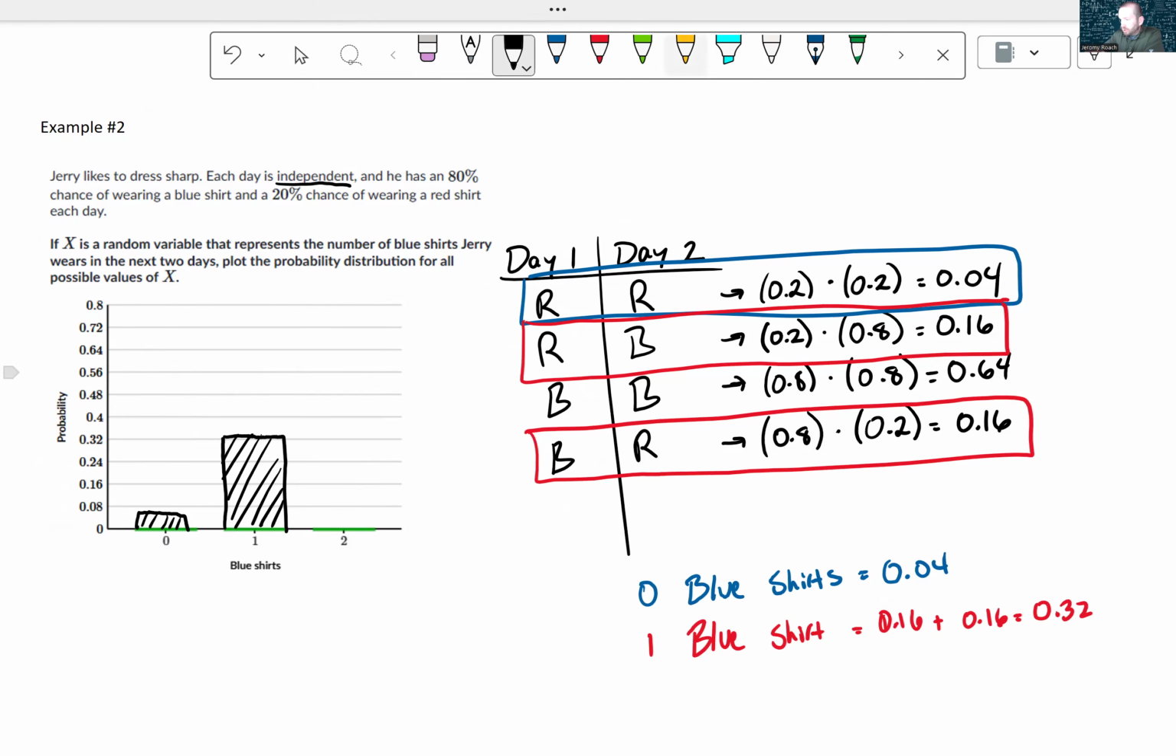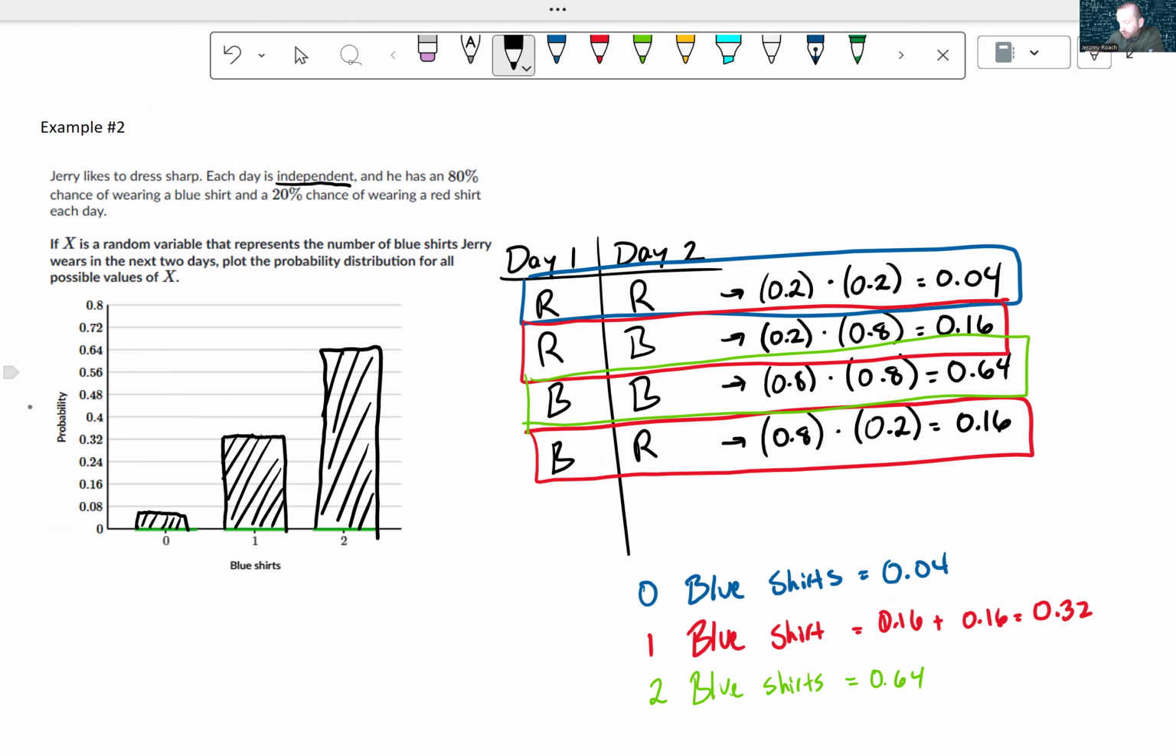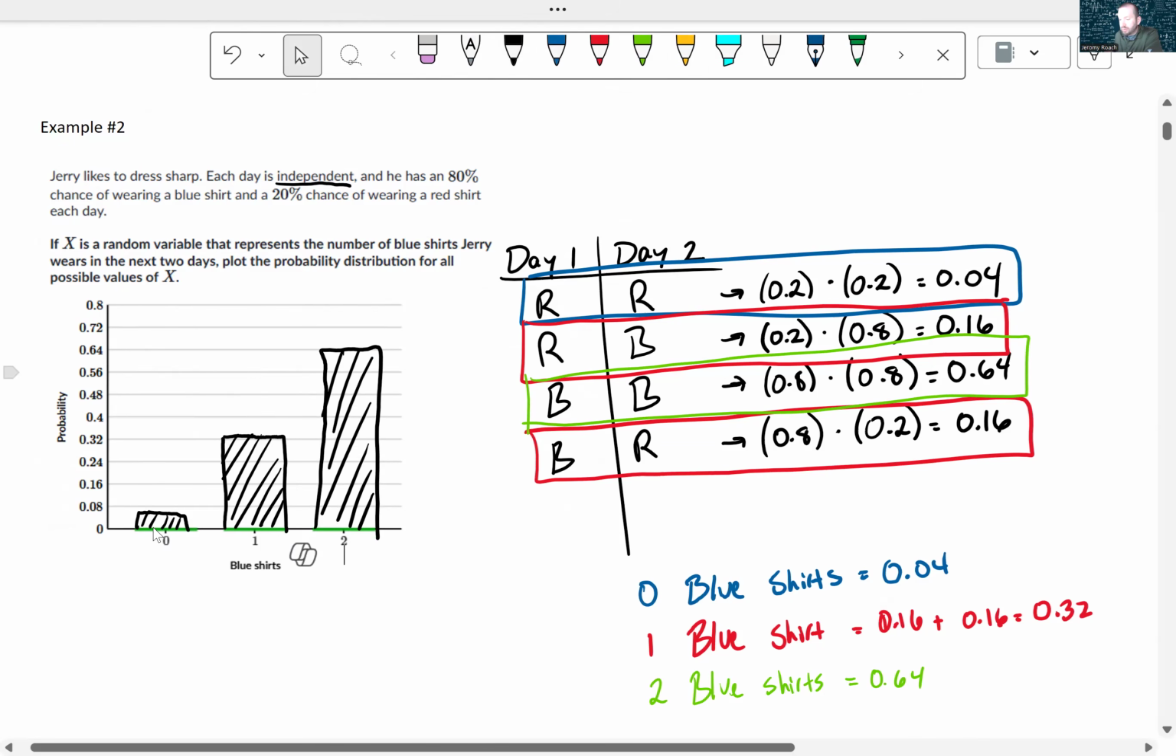Okay, and then the last one is if he wears 2 blue shirts. And that would just be the last B and the B on our table here, which is 0.64. And we're just going to plot that on the graph. And again, if you're using Khan Academy, you can drag these values up. So you just click and hold the green and then drag up like that.